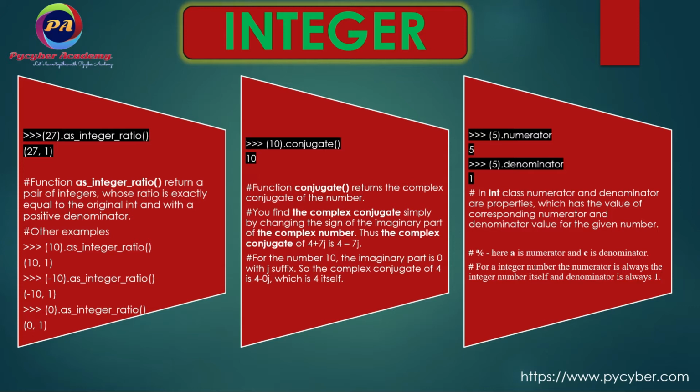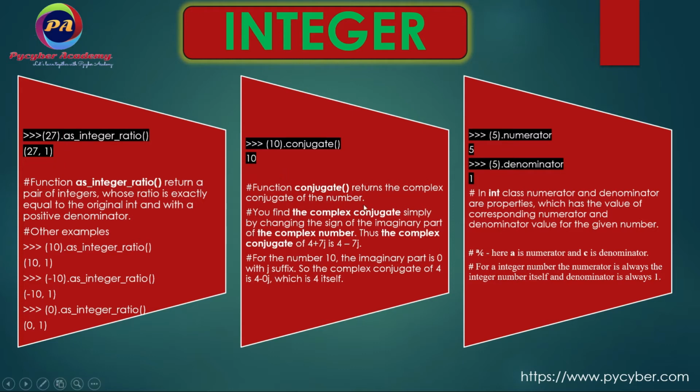So, as_integer_ratio function returns a pair of integers whose ratio is exactly equal to the original integer and with a positive denominator. For example, if we check for integer value 10, the integer ratio of 10 is (10, 1), so it returns a tuple (10, 1). We check for minus 10, that returns (-10, 1), and in this example we also check 27 and it returns (27, 1).